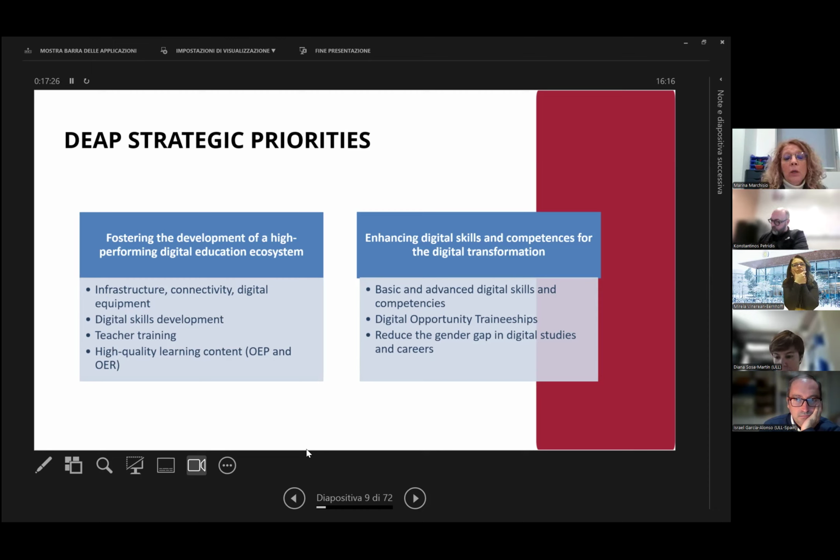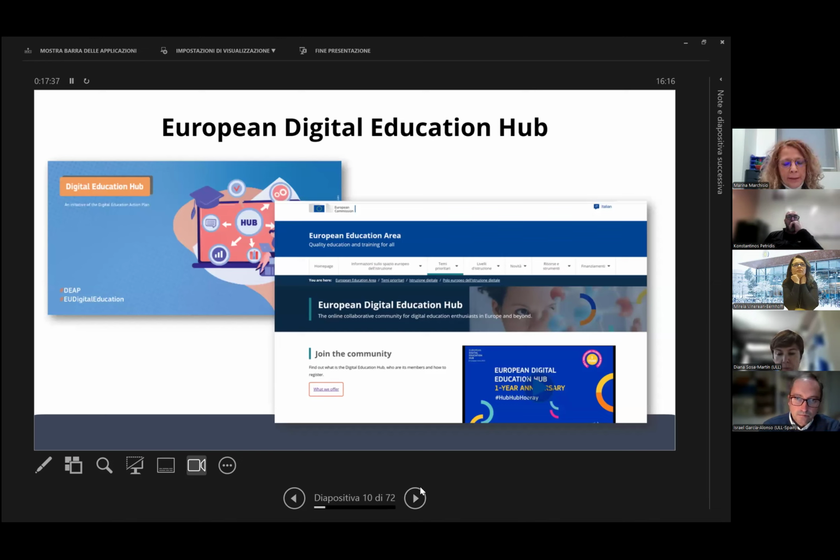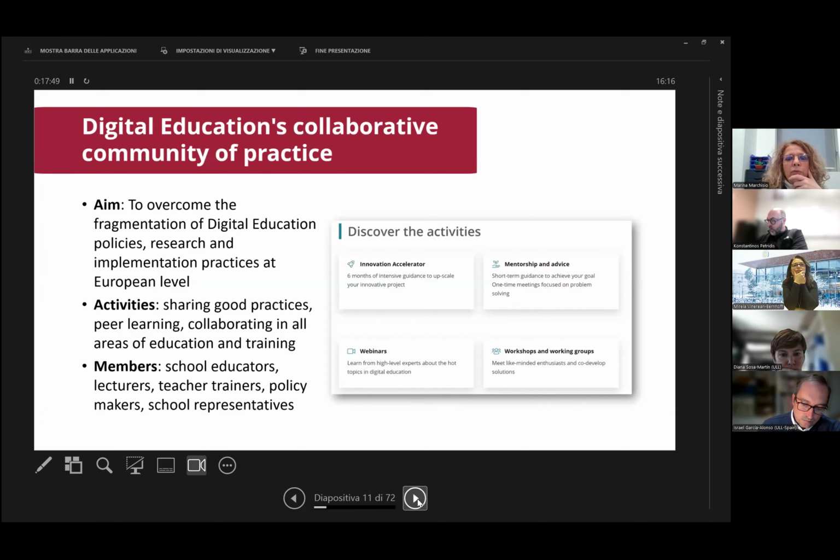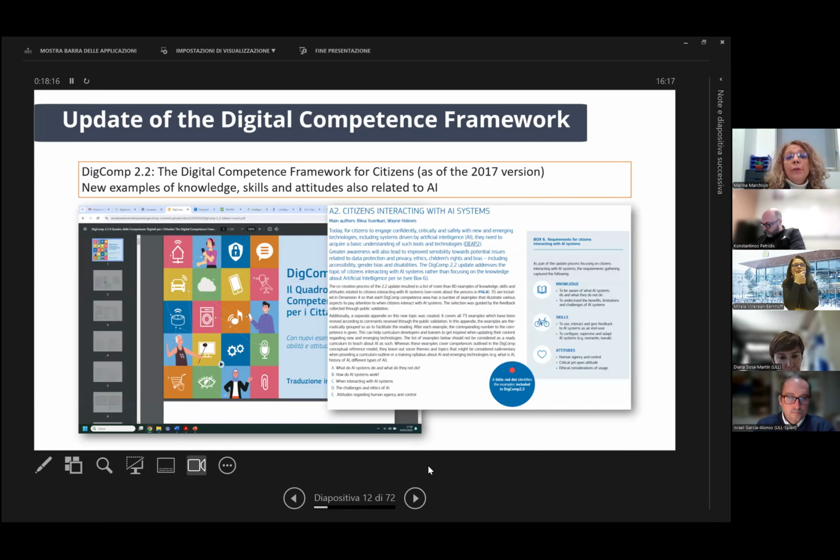In this document, there is also a lot of information about high quality learning content, in particular open educational resources. The European Commission also decided to develop a European Digital Education Hub. If you have already had the occasion to visit it, you know that the aim is to overcome the fragmentation of digital education policies, research and implementation practice at a European level. Another aim is to share good practices, peer learning, and collaboration in all areas of education and training. And all of us can become a member of this digital education hub. The third document is connected to the digital competencies.